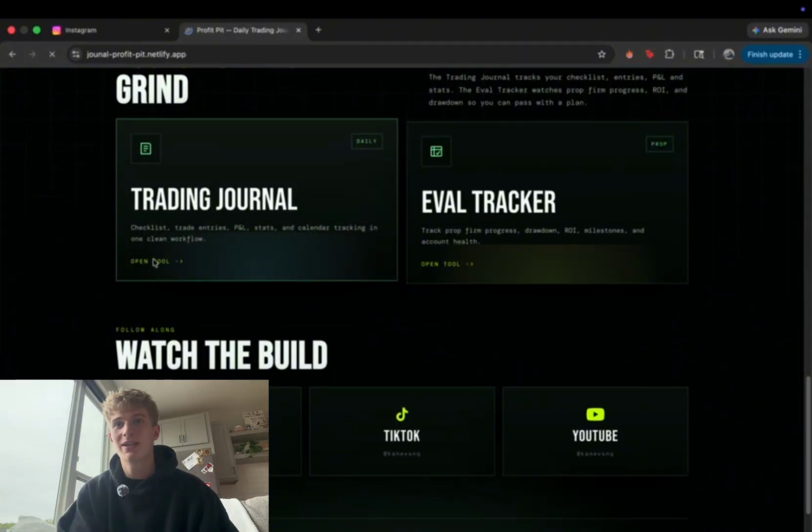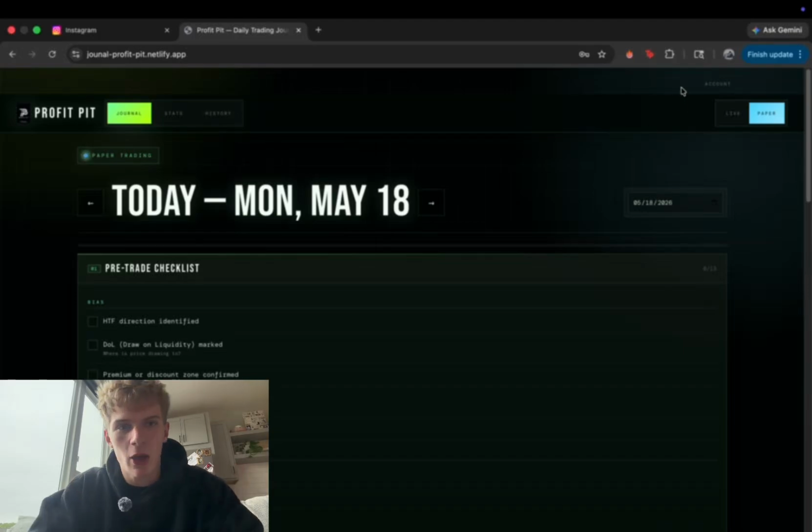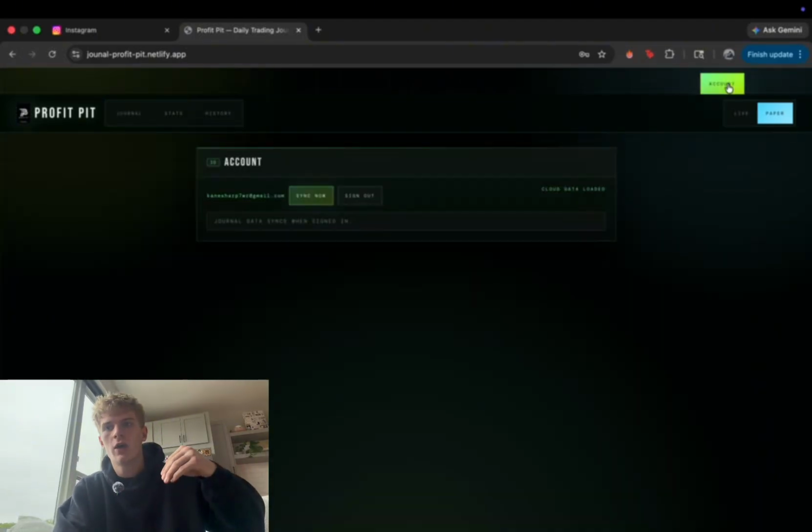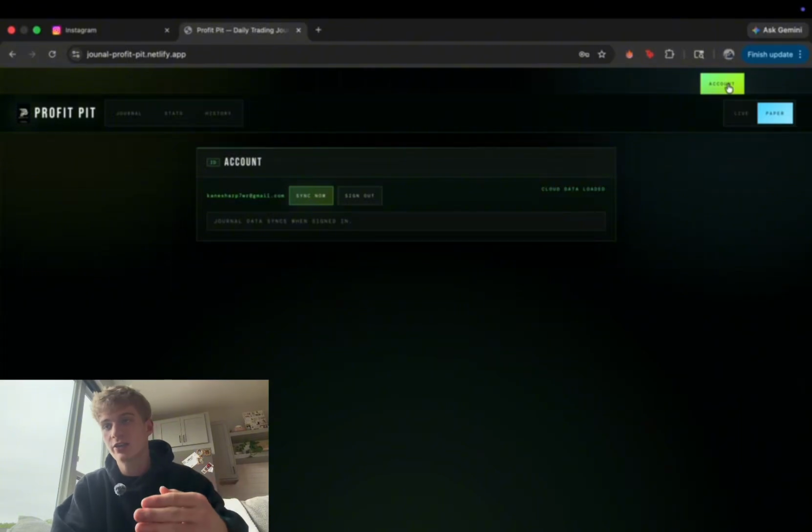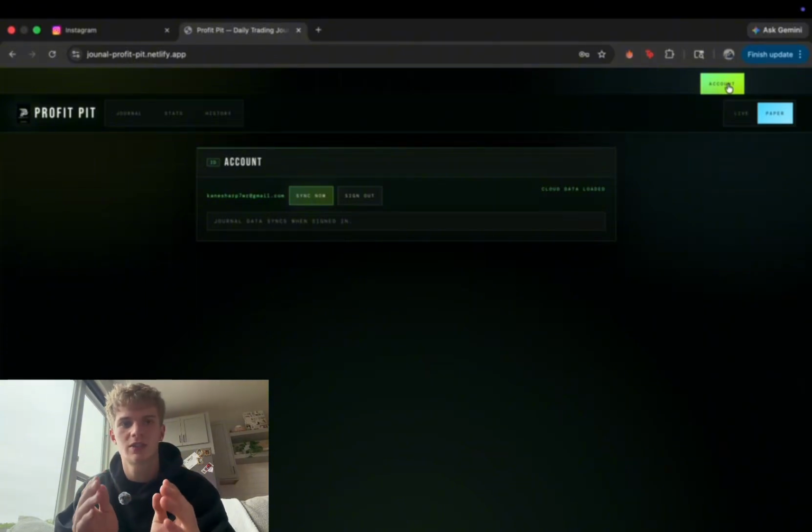And the biggest addition we added is the account tab. So you guys can now track your data across your phone and on your laptop as well and have the same data. Before it was just local device data, so you could only have it on one site. But now you can have it on your phone as well. And this is the biggest addition. I cannot wait to use this tomorrow when we are trading Monday market open.